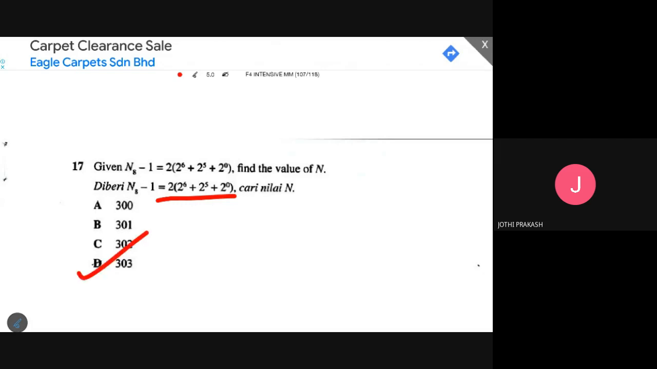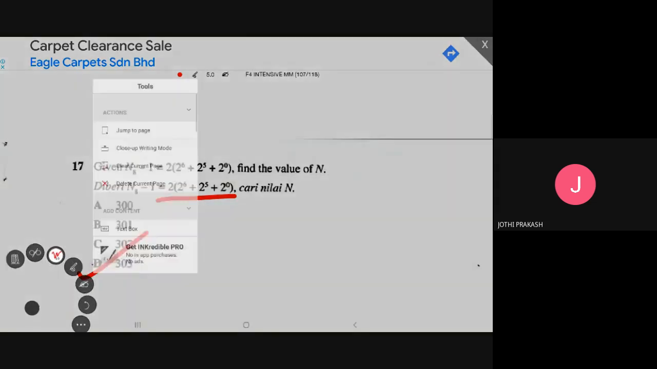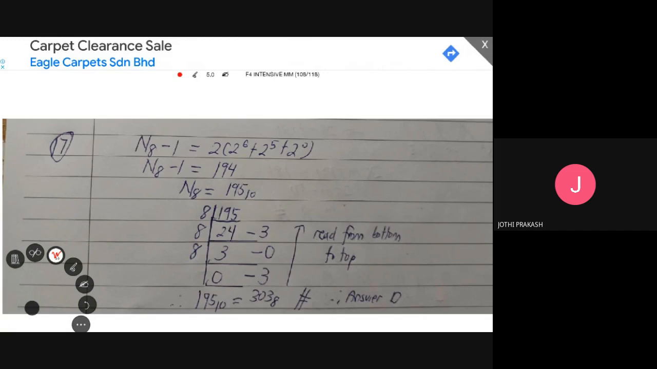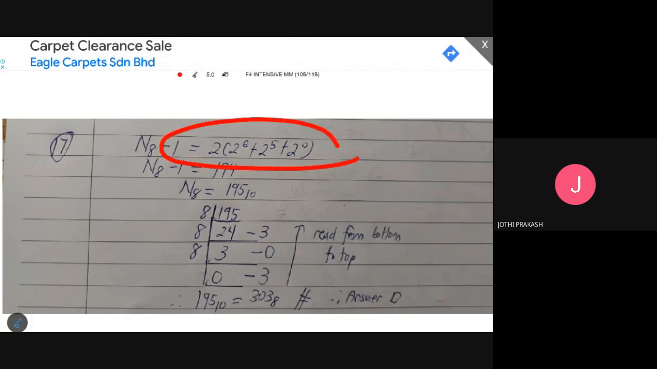Very good. Okay, so this one, I think only one method, satu kaedah sahaja. Yeah, so you need to convert this whole part, seluruh bahagian yang ni kepada asas 10. Convert the whole thing to base 10. You will get this answer. And then you do the repeated division, pembahagian berulang. And then you will get this answer in base 8.